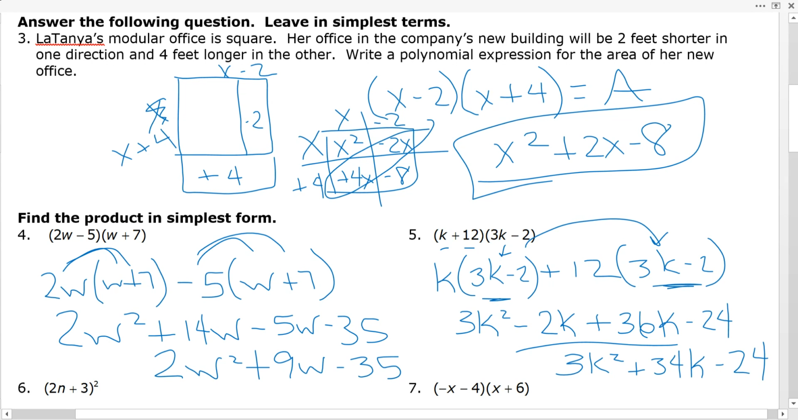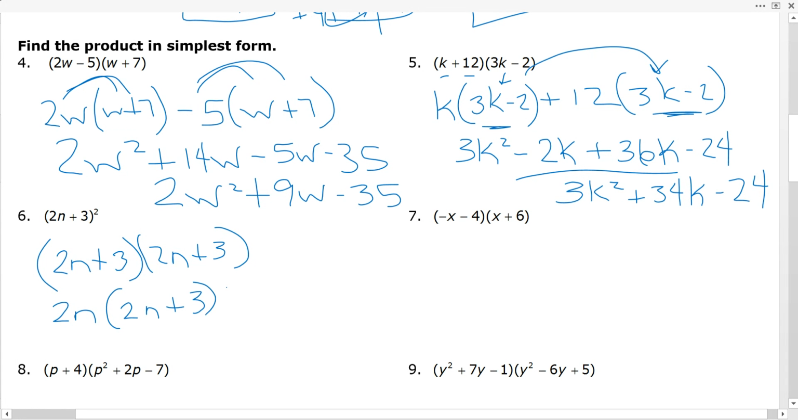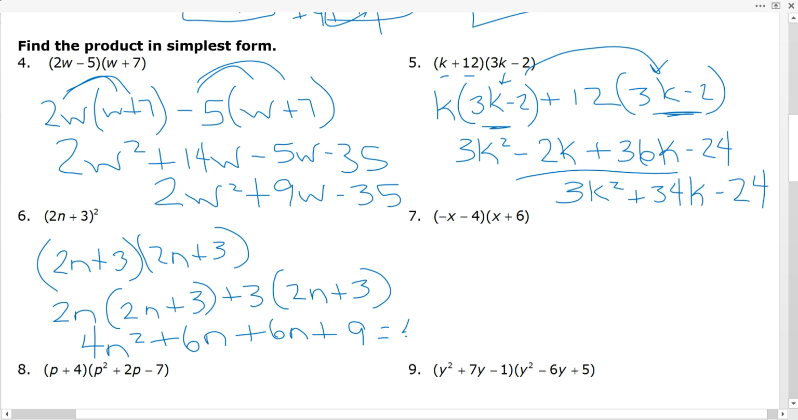Okay, number 6 is 2n plus 3 times 2n plus 3. So I have 2n times 2n plus 3 times 2n plus 3, 4n squared plus 6n plus 6n plus 9. 4n squared plus 12n plus 9.